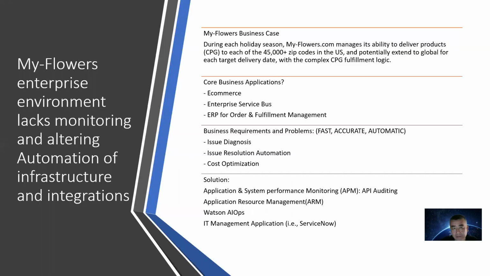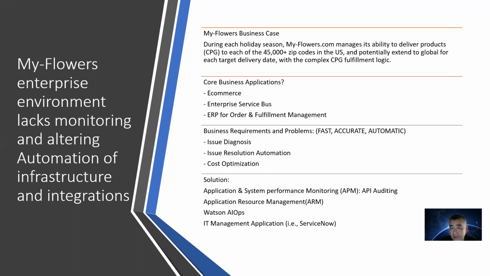Okay, the business use case. The company name is myflowers.com, and this is a fictional name. Assume it sells flowers, goodies, cookies, wines, and chocolate. During the holidays and in everyday business, particularly Valentine's Day, Thanksgiving break, or the Christmas season, people are shopping online for these goodies. The business is across the United States, 45,000 plus zip codes, and could potentially extend to global.